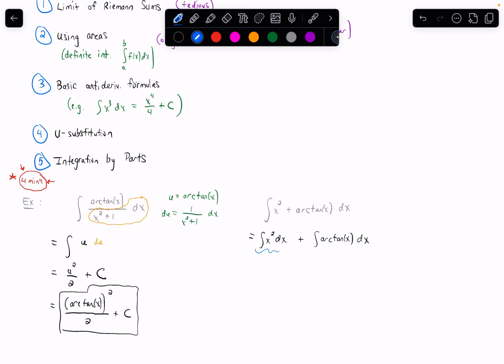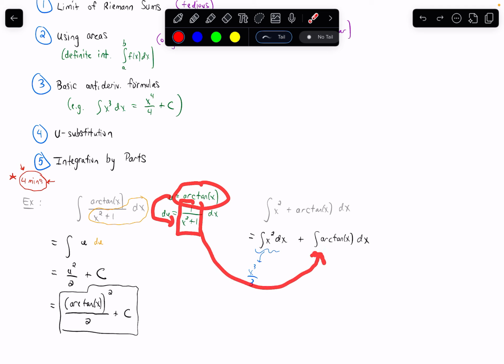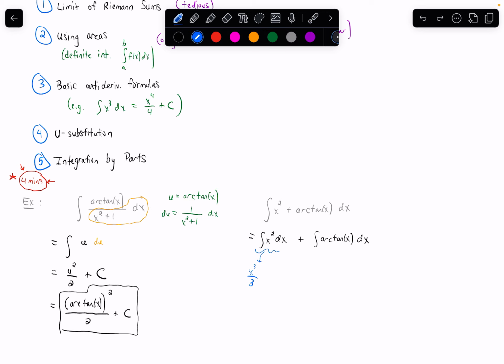And now the first one's not bad at all, because that's just reverse power rule. It's going to give me x to the third over 3. For the second one, I don't know how to do the antiderivative of arctan maybe yet. I noticed that if we try u sub and let u be arctan, the derivative of that, 1 over x squared plus 1, doesn't show up in this integral at all. So u sub is probably not going to be helpful. That's a tip off to try integration by parts. So let's try by parts.